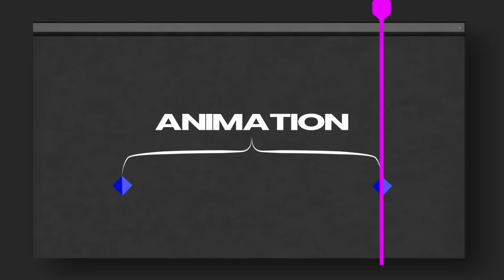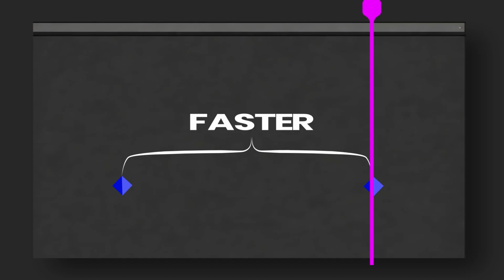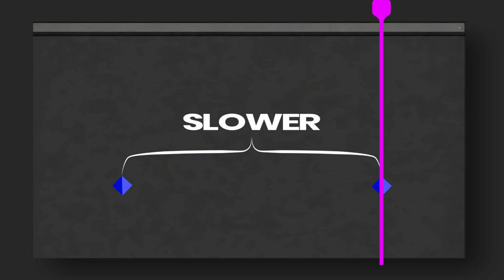Move it forward, change the value, and After Effects animates it. Distance between keyframes controls speed. Closer is faster, farther is slower. If nothing moves, you probably forgot the second keyframe. That's it. Keyframes are just values over time.